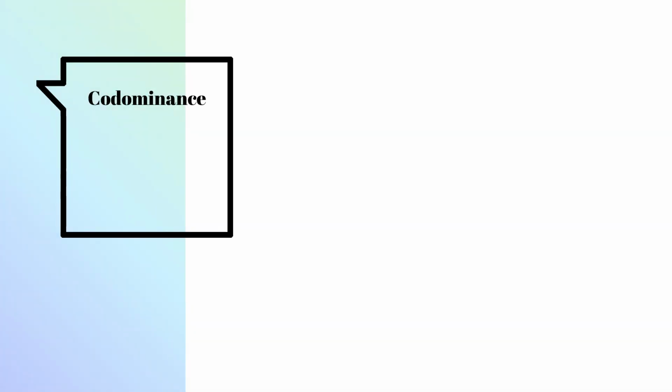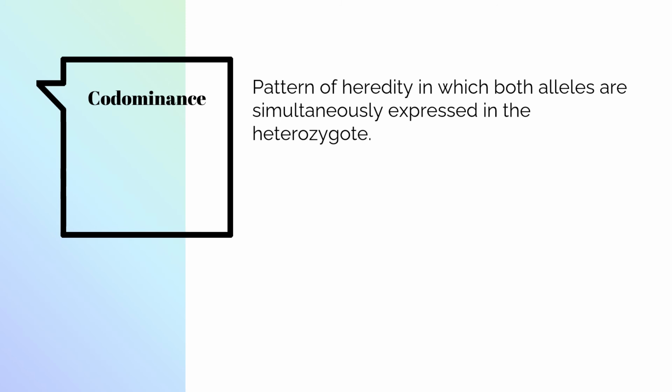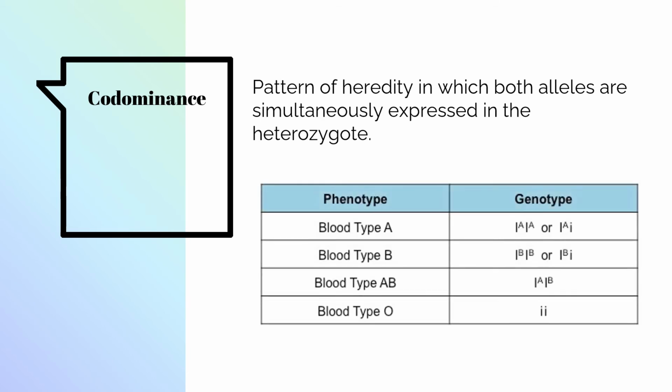Next, for the codominance, the pattern of heredity in which both alleles are simultaneously expressed in heterozygote. Example of this would be our blood types. So given a table would be the phenotype and the genotype of our blood type. So we have here blood type A, IAIA. So this one is a homozygous blood type A, and the other example is IAi. This is a heterozygous blood type A.